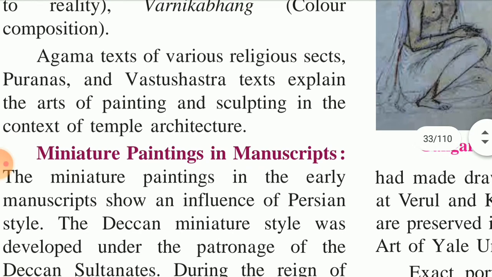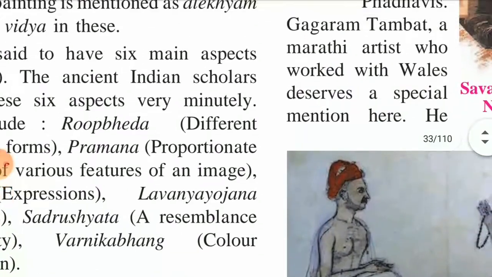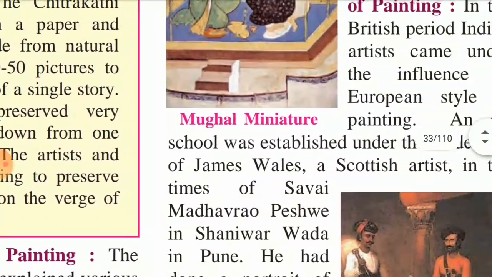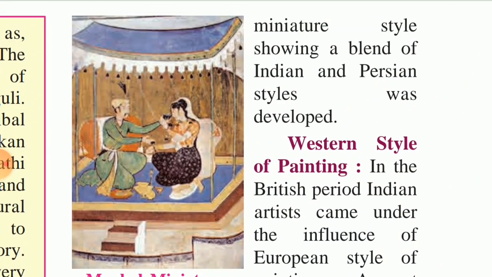Then we move to the next topic, that is miniature painting. And miniature painting has the influence of Persian style. Then the Deccan miniature painting was done with the patronage of Mughal Emperor Akbar, and he gave the patronage to them, and then they developed Indian style and the Persian style together. A blending of this style is known as Deccan miniature style of painting.